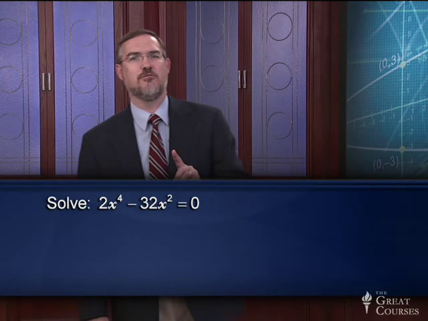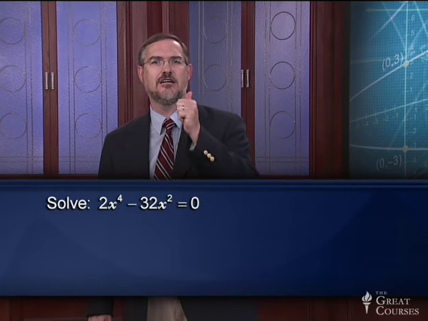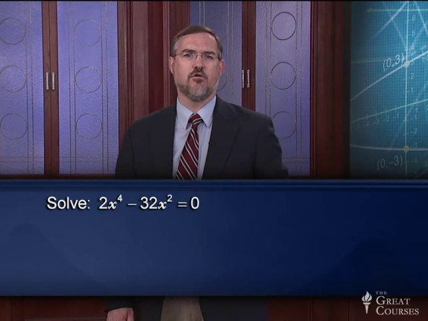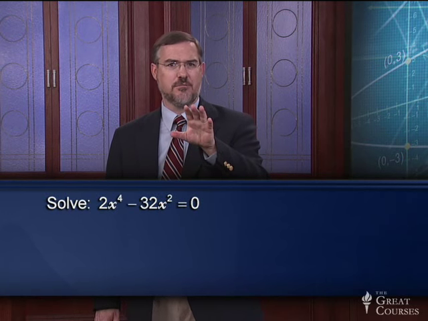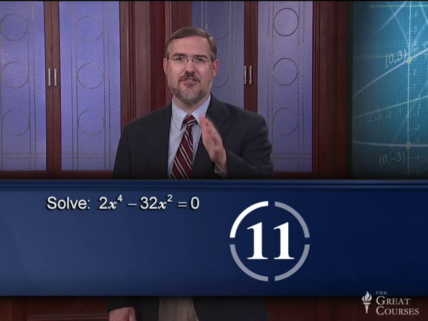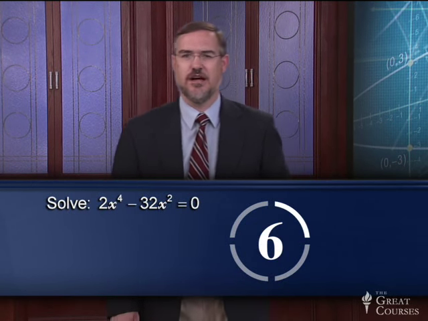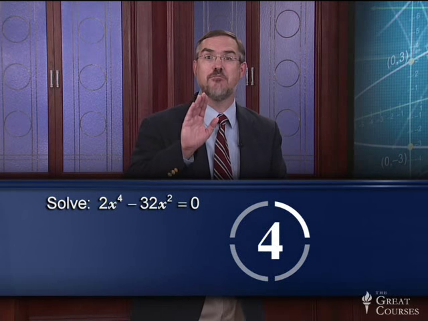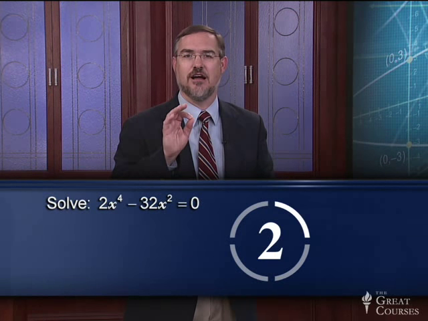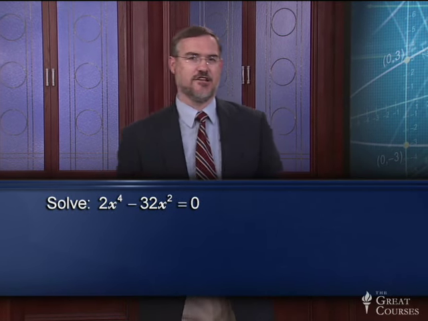Well, you've got to remember our first rule of thumb. Always factor out any common factors before going further. So let me suggest you now do that step yourself before we get back together. Solve this equation: 2x to the fourth minus 32x squared equals 0, remembering to first factor out the greatest common factor. Okay, now what is that greatest common factor?